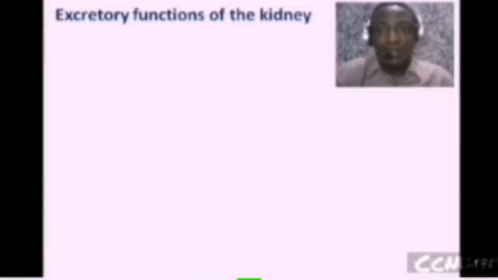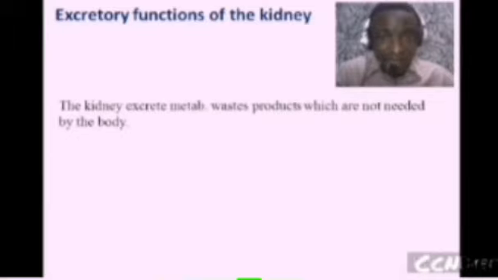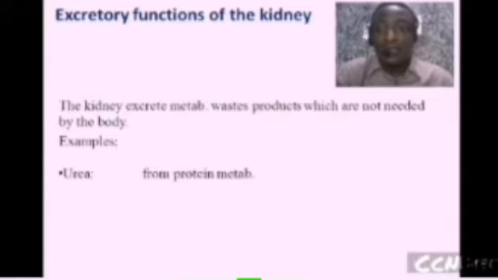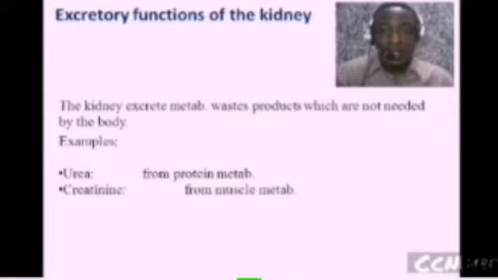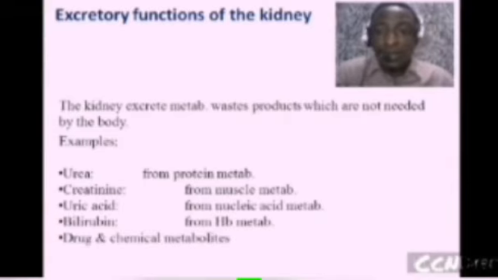Now, finally, we'll look at the excretory functions of the kidney. The kidney excretes metabolic waste products which are no longer needed by your body. Examples of these metabolic products include urea, which is derived from protein metabolism. We have creatinine, which is derived from muscle metabolism. Uric acid derived from nucleic acid metabolism. Bilirubin derived from hemoglobin metabolism. And then it also excretes other drugs and chemical metabolites ingested into the body.